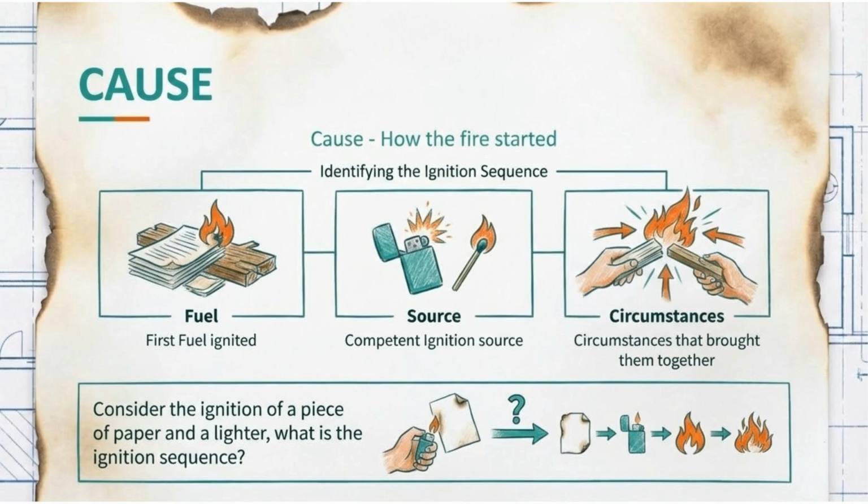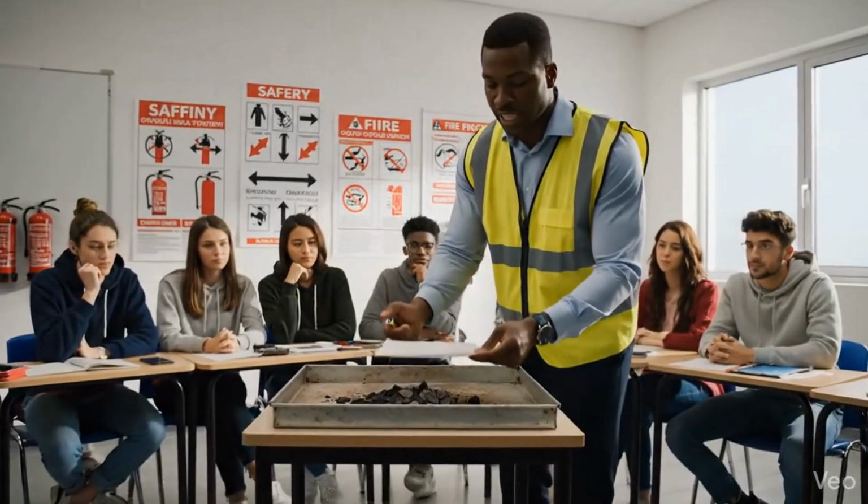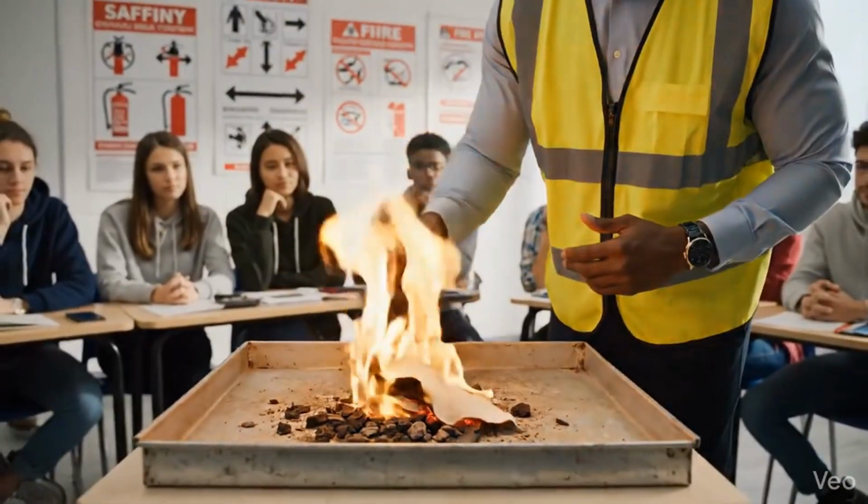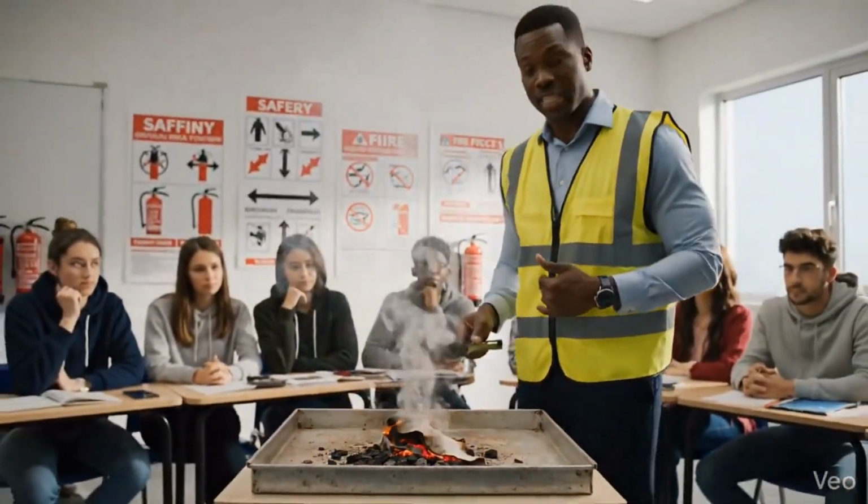The fuel is the first material that ignited. The source is the competent ignition source that provided sufficient heat. The circumstances describe the conditions or actions that brought the fuel and source together. All three elements must be supported by evidence. If any part of the ignition sequence cannot be established, the cause cannot be reliably determined. Using the example shown, investigators must explain the sequence, how the lighter, the paper, and the circumstances interacted, not just state the result.